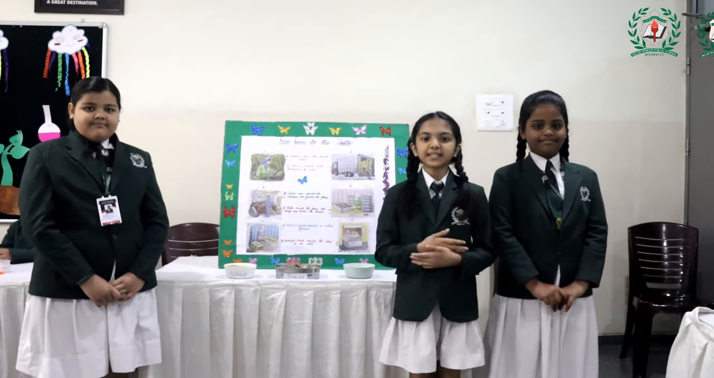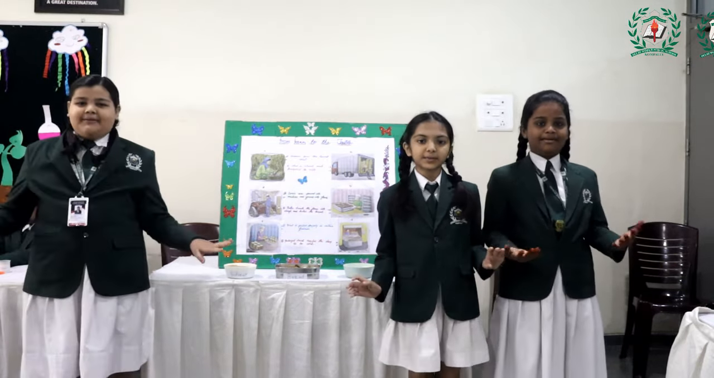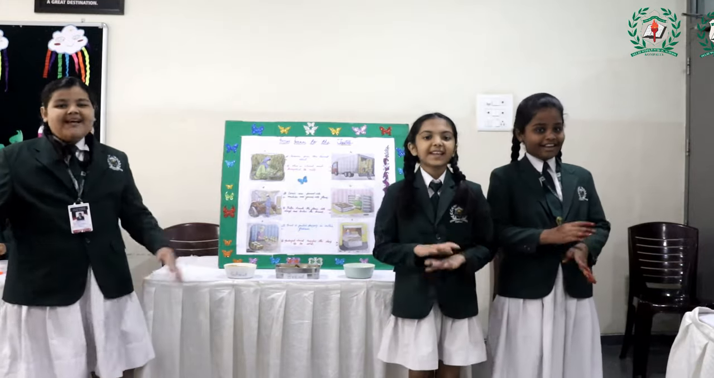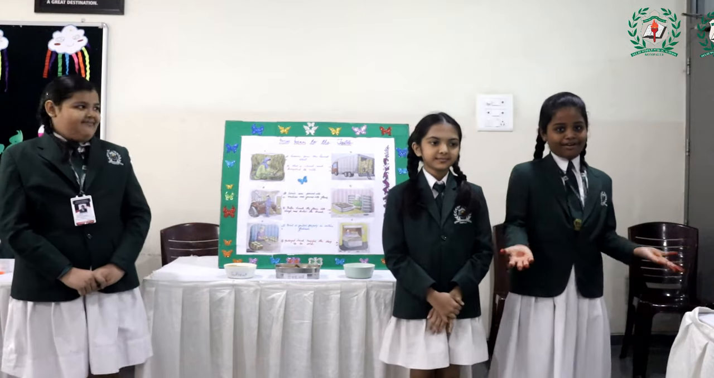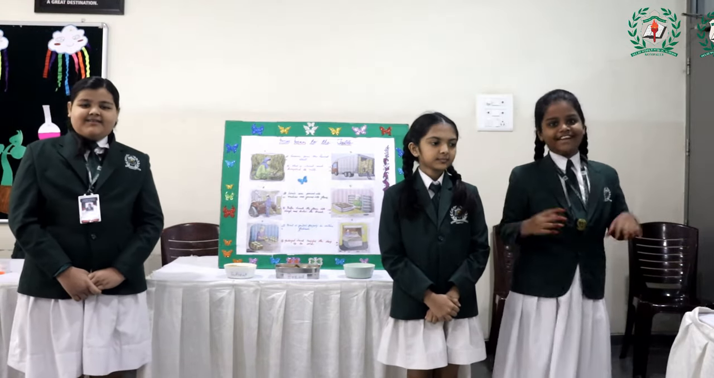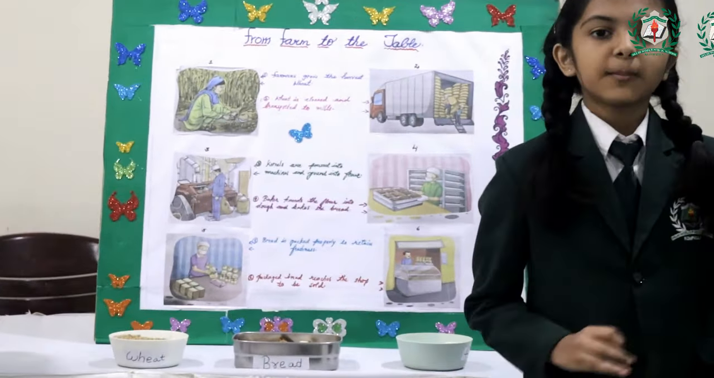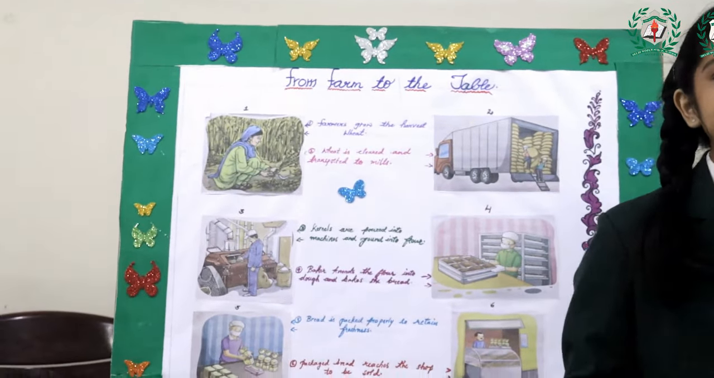Today we will express our amazing topic, Farm to Table. Have you ever thought how our best friend, bread, reaches your plate? Let us find out. Farmers grow and harvest wheat. Wheat is cleaned and transported to the mills. Grains are put into machines and ground into flour. At the bakery, the flour goes into dough and bakes the bread.